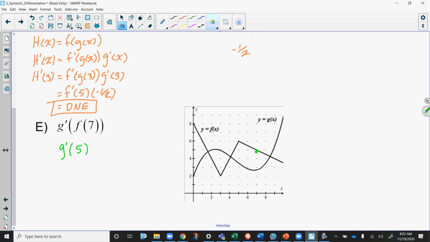Well, g prime of 5, we're looking here on the function g. We have that guy right there. That's the point. There's g. We want to know the slope of the line there. Now again here, doing it on your notes at home, I would definitely tell you to have a straight edge looking at it. And the points, let's see if I can draw it in here okay.